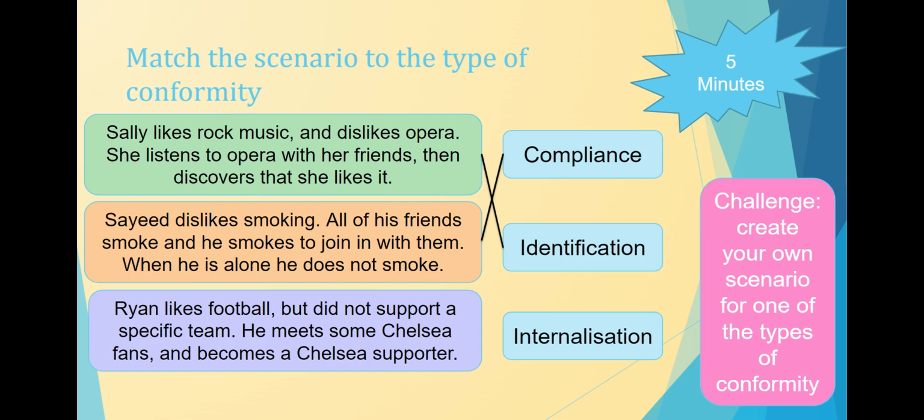Ryan likes football, but he did not support a specific team. He meets some Chelsea fans and becomes a Chelsea supporter. This is an example of internalisation. Okay, he's not changing his opinion to fit in or because he identifies with the group. He's just met some fans and he decides that they're right. So it is a belief which is changed both in public and in private because he thinks the group are right.